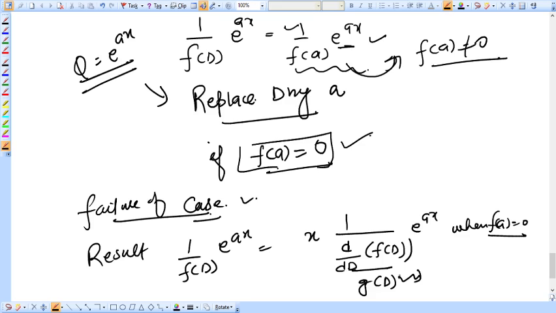So if the case fails, I mean to say, when f(a) is equal to 0, then we are going to differentiate the denominator with respect to D. Okay, and again we will be following the same procedure, right?